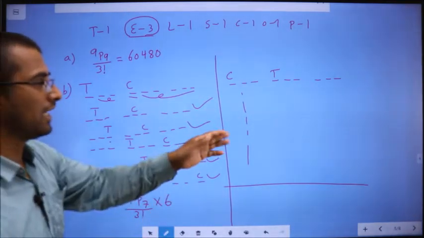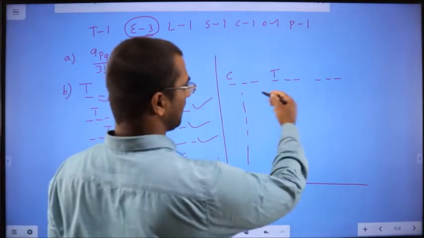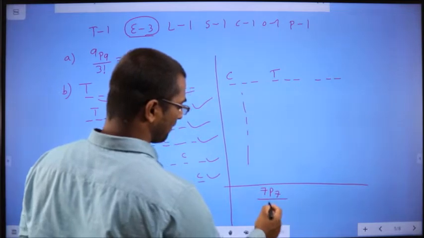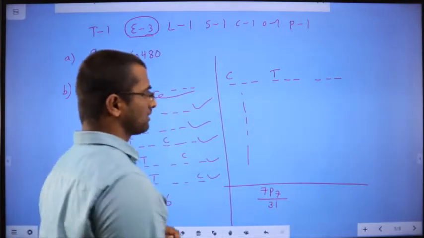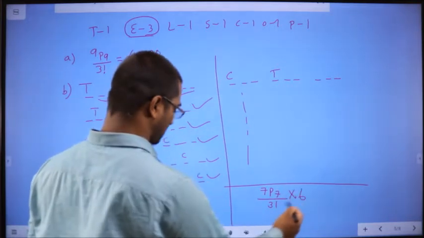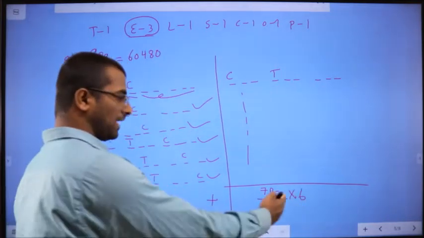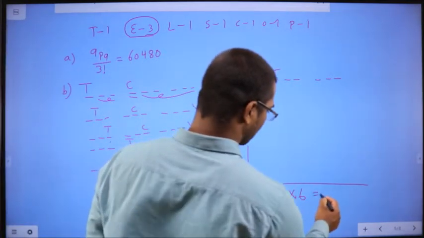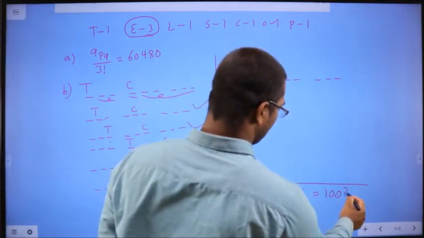Now look at here. Here also the same thing, 7 blanks, 7 letters, so 7P7 by 3 factorial for the E's. Here also I will get 6 options, so into 6. So this plus this you do, that will be the answer, which is equal to 10080.